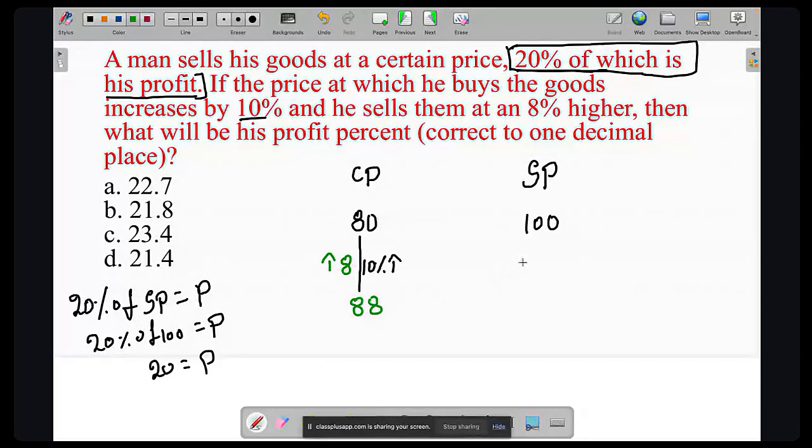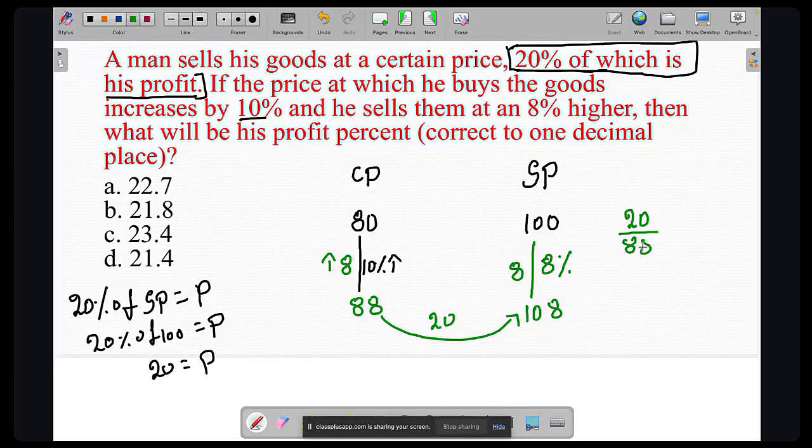Then he sells them at 8% higher rate. Now tell me, selling rate means 8% of 100. 8% of 100, again 8 rupees increase, which means 108 rupees is the selling price. Now tell me how much profit you got. 20 rupees. So 20 rupees profit on 88. Yes or no? Yes, sir.